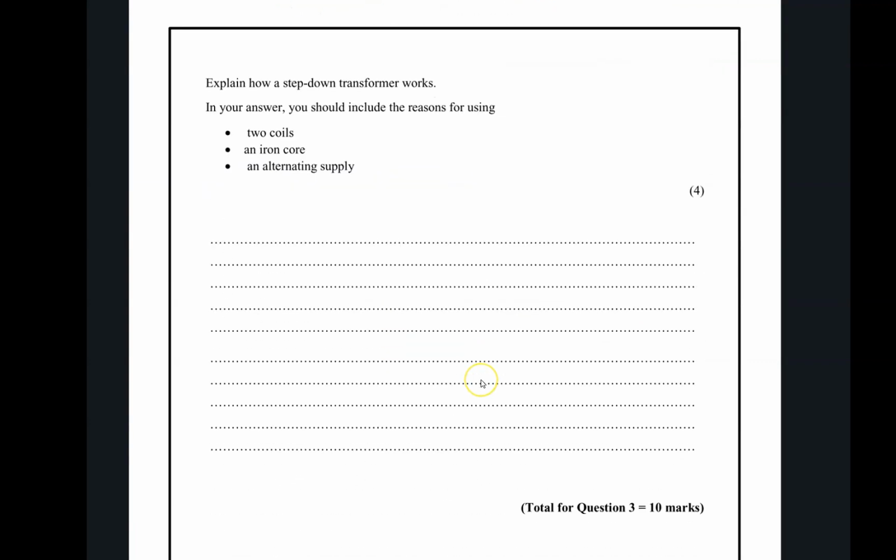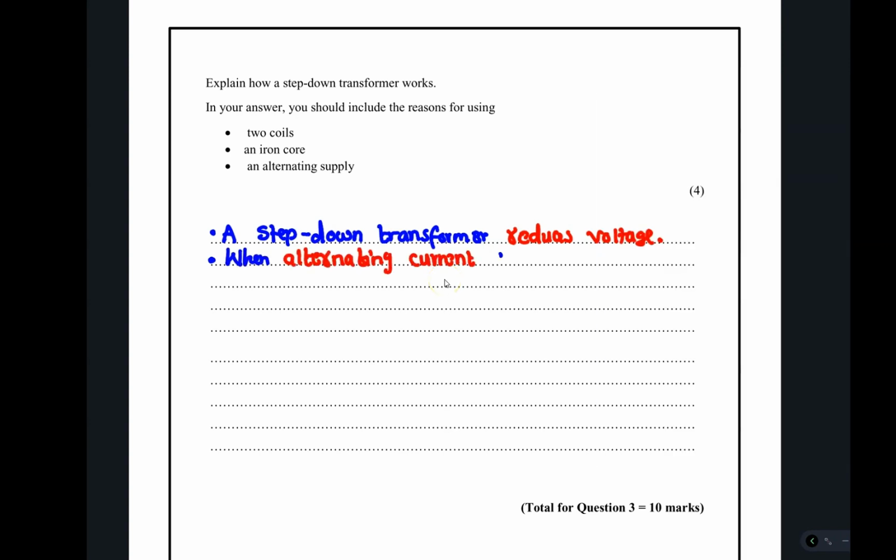Another part, explain how a step down transformer works. We are talking of a step down transformer. Do you know the purpose of a step down transformer? A step down transformer is a transformer that reduces voltage. And something else that you need to understand, you need to know these two transformers. When we are talking about a step down transformer and a step up transformer, they have distinctions in terms of the number of turns.